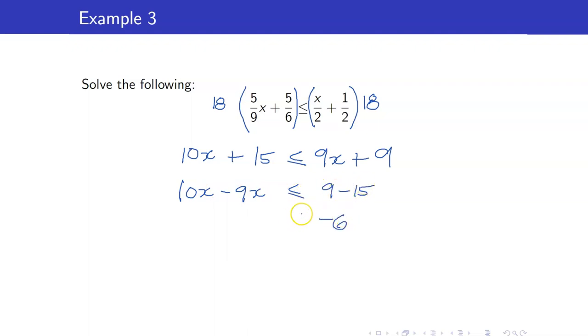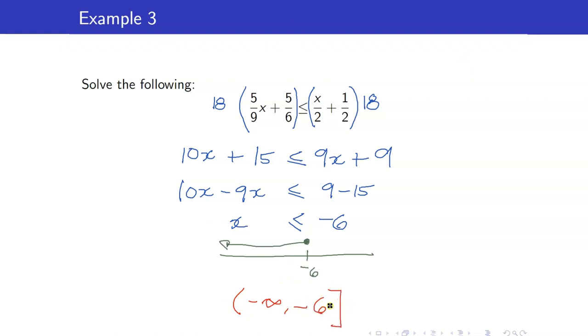Therefore, I get negative 6 and x here. Graphically, this means that x appears on the left of negative 6. Using the interval notation, this is negative infinity up to negative 6 included.